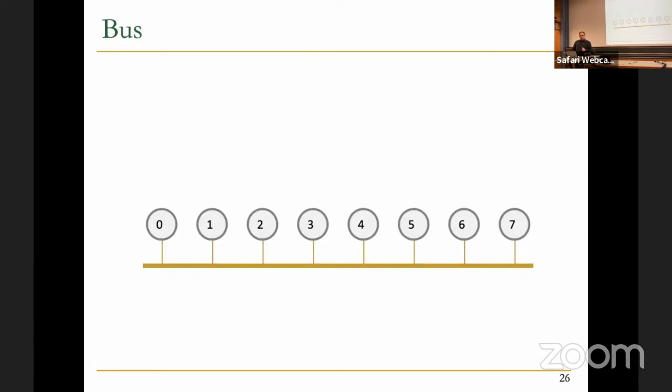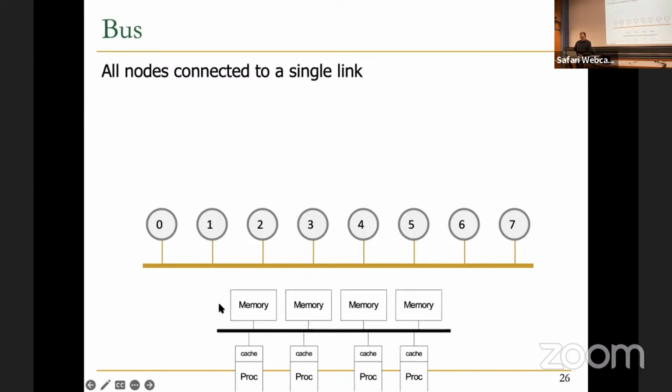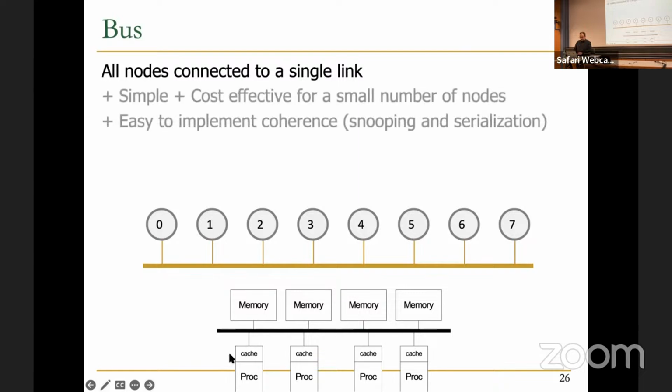This is the bus, which you can imagine. Here, we are connecting 8 nodes to the bus, all nodes connected to a single link. And these can simply be processors and memories. Like we have 4 memory banks and then a processor and cache, and these are all connected. So of course, it's simple and cost effective for a small number of nodes. If you have many nodes, then you cannot really make your bus cost effective.